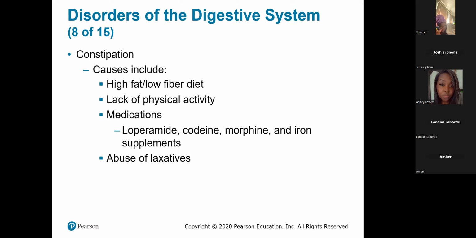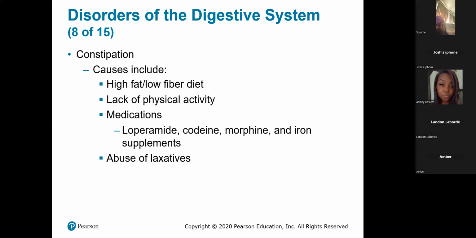Some of the causes for constipation, though, can include a high-fat, low-fiber diet, a lack of physical activity. As we move, that actually helps our intestines with that peristalsis factor. So if you have somebody that is bedridden, they may have more problems with constipation than somebody that's up moving around. And again, medications that can cause this problem include the loperamide that was utilized in the case of diarrhea. We can go from one extreme to the other. A lot of your opioids can also cause constipation, so things like codeine, morphine, and even iron supplements.